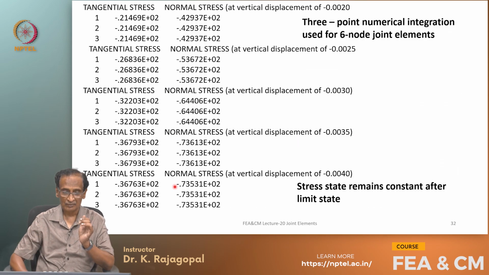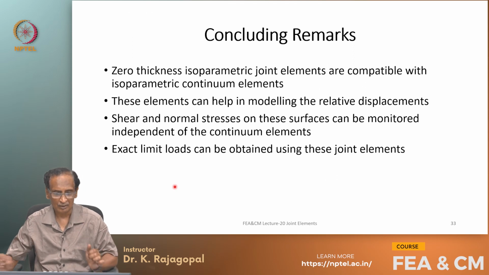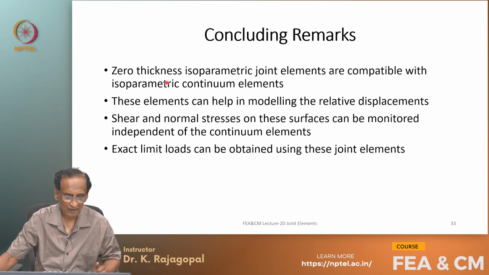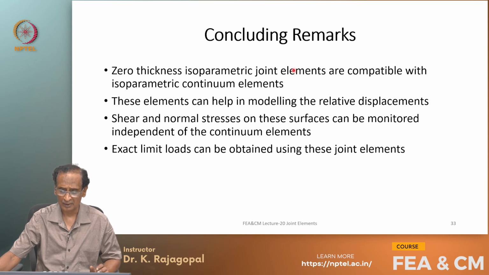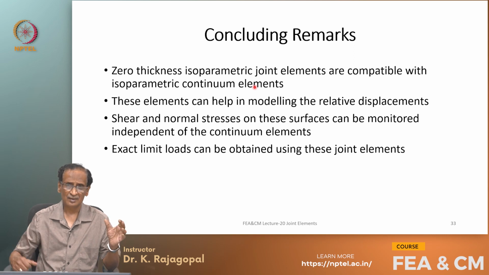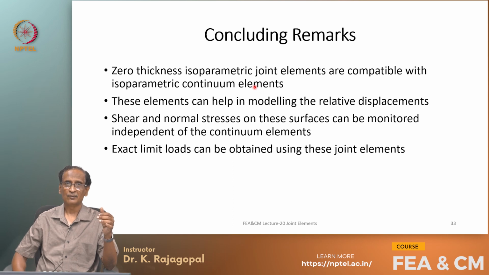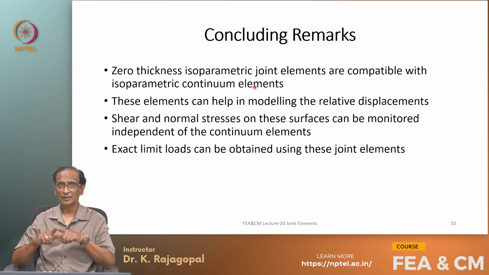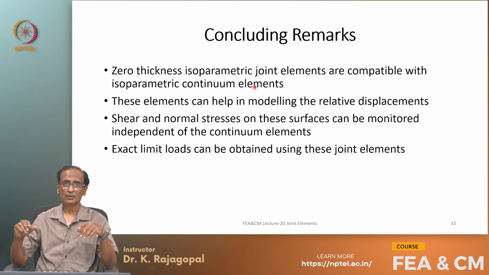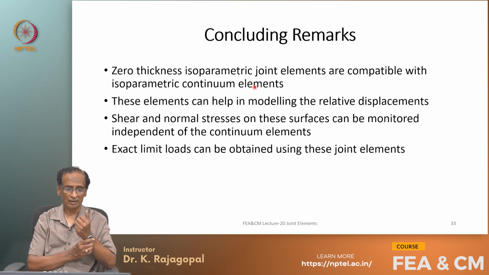So just to conclude, we have seen 0 thickness isoparametric elements which are compatible, but the main problem is we can have numerical issues, especially if you have elements with a very large aspect ratio, say a length of 1 and a thickness of 0.01, which means the aspect ratio is 100. So we are not sure whether the results that we get with that type of element are reliable or not.